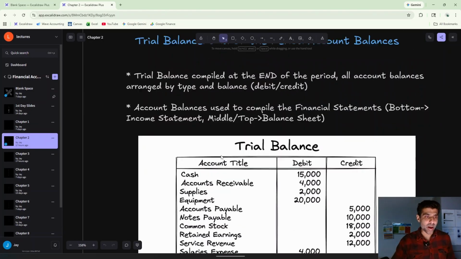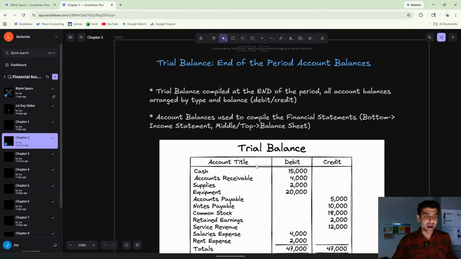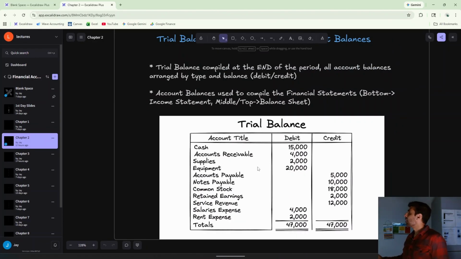Okay, so again, the trial balance. This is going to be compiled at the end of the period, and it's going to have all of our account balances as of all those transactions that happened in the period. We had debits and credits in all the accounts happening, but at the end there's going to be some balance. Then we're going to compile all the balances into this report called a trial balance. And from this information, we're going to make those reports, the financial statements.